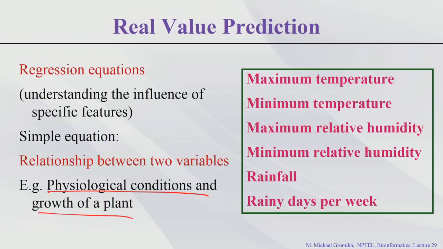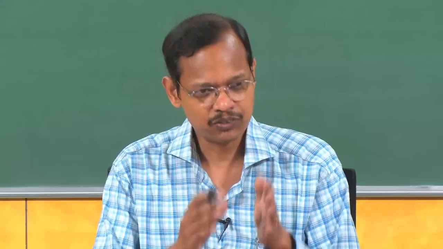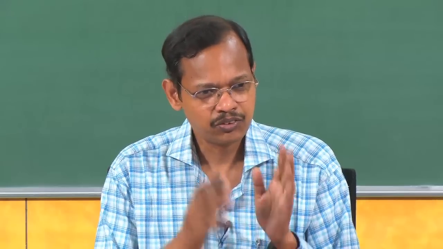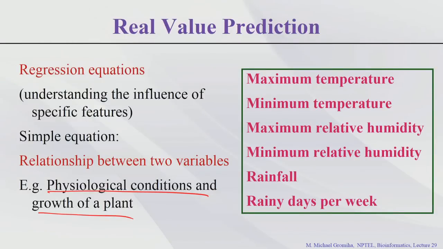Okay, for example, what is the maximum temperature at that place, right, what is the minimum temperature. For example, some plants require high temperature, some plants require very low temperature. So, in this case if you plant which requires high temperature, so if you do it in the cold countries, it will not grow, right. So, that is the maximum relative humidity and the minimum relative humidity, or you can see the rainfalls, what is the approximate rainfall, and you can see rainy days per week, right.